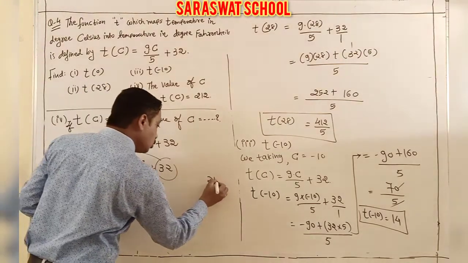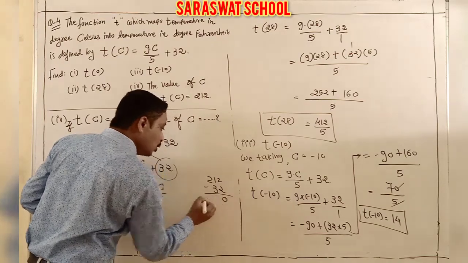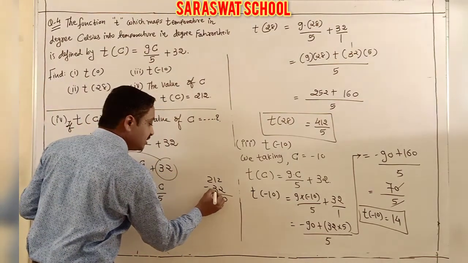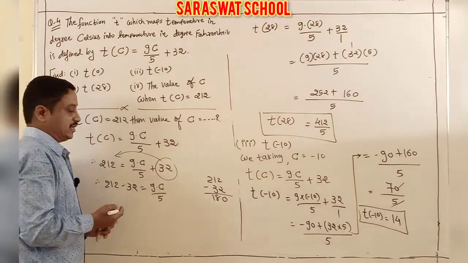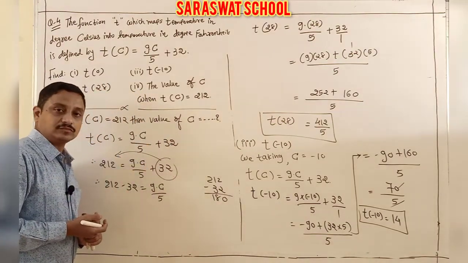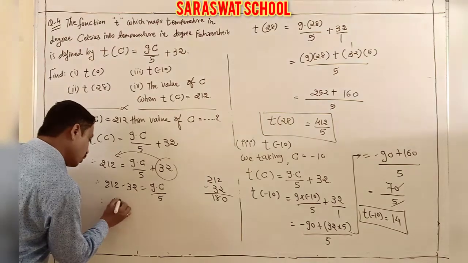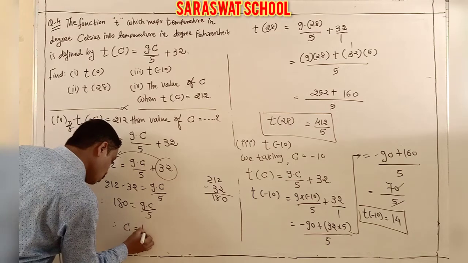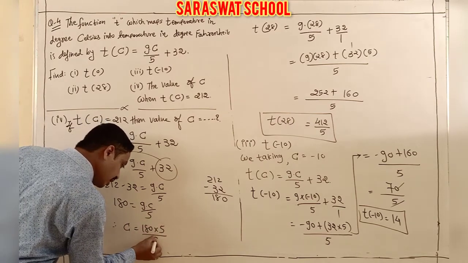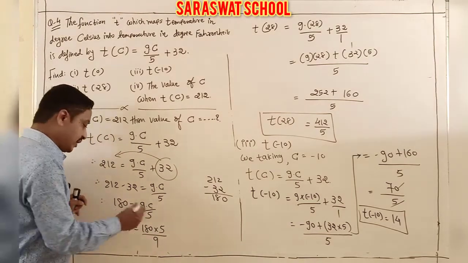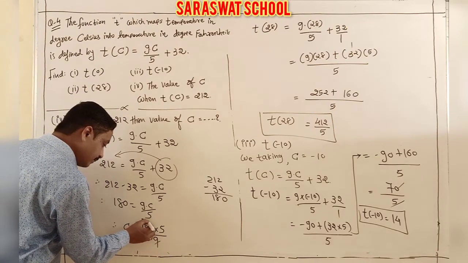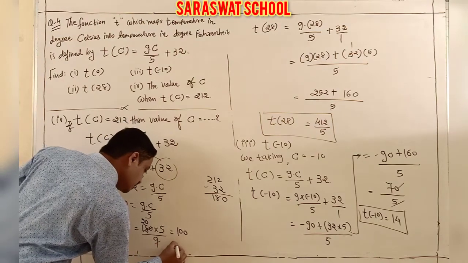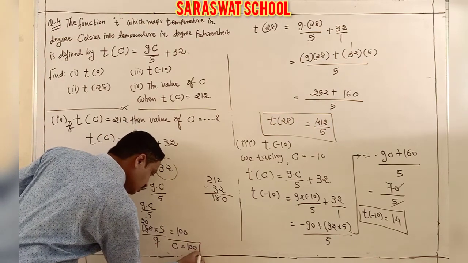Now how much is 212 minus 32? It is 180. So finally we get 180 equals 9C by 5. So what is C? 180 into 5 upon 9. And finally, 9 times 20 is 180, and 20 into 5 is 100. So the value of C is 100 for this solution.